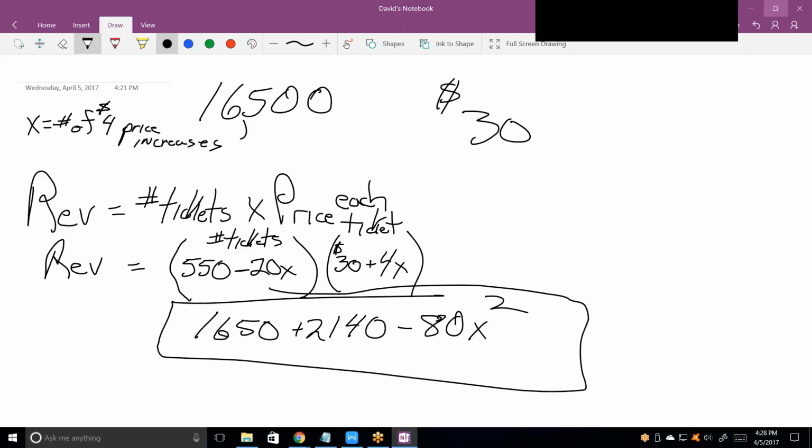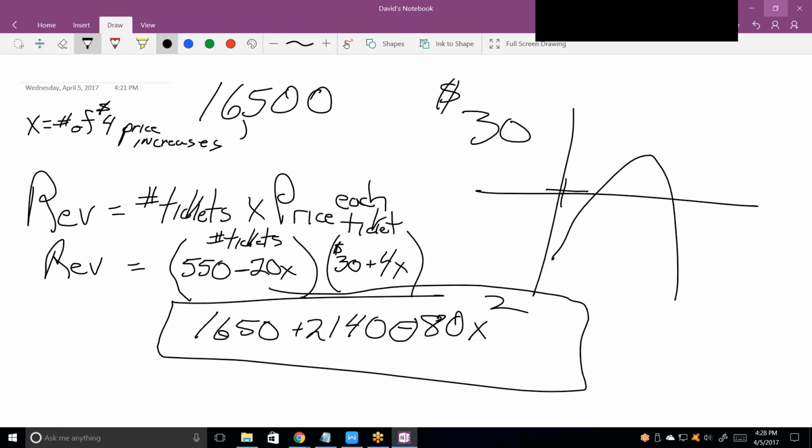If you plug that into your Inspire, it will give you a curve. And that curve, we know, is going to point down because of that negative sign in front of the x squared. So the curve's going to look something like that. And right there, this is revenue up there. This is x. Wherever we discover that vertex, that will be the price that we'll want to charge because it will maximize revenue.